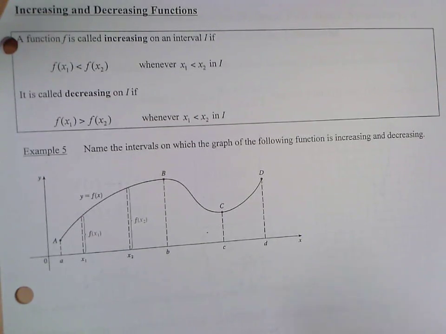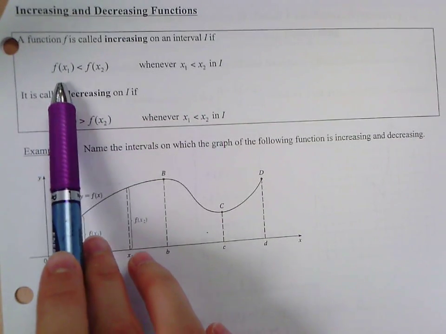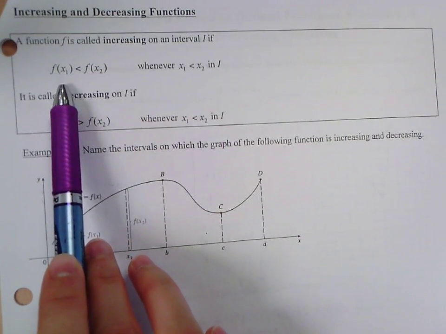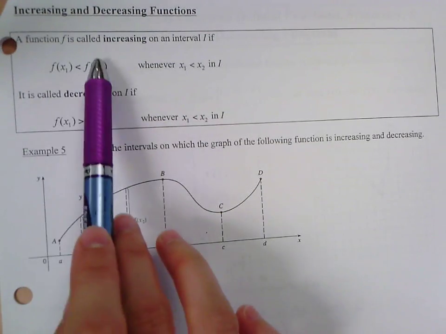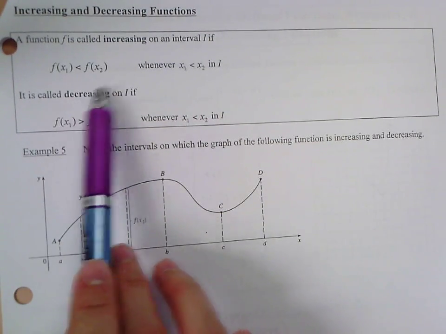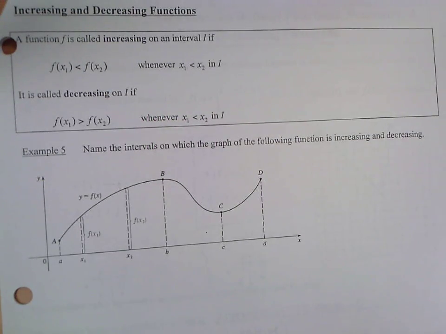So a function is increasing on an interval I if f of x sub 1 is less than f of x sub 2, so the first y value is smaller than the second y value whenever x sub 1 is less than x sub 2 in I. What that is saying is as you move to the right on the graph, when the y values increase, the function is increasing, just vice versa for decreasing. So that's the formal definition.